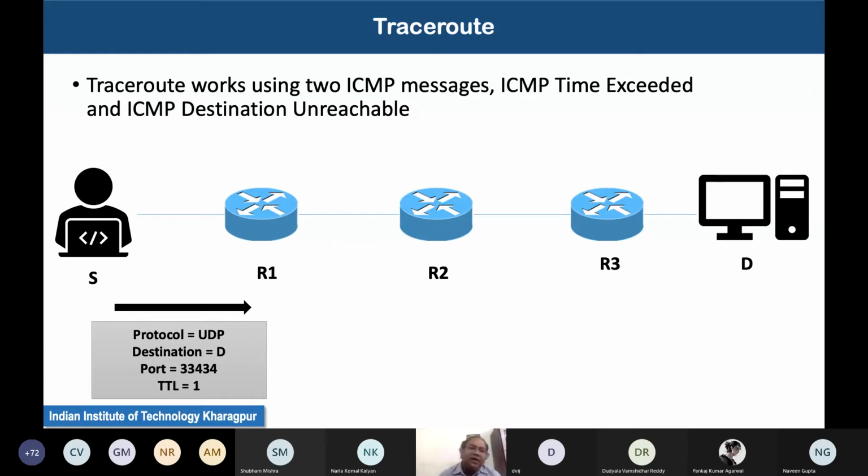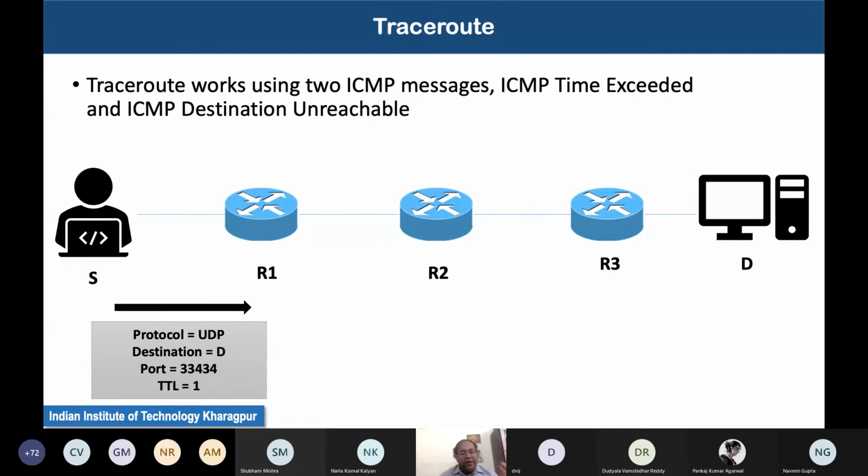What is the TTL field? The TTL field is basically the time to live. That means at every hop the TTL field is decremented, and if the TTL reaches 0, the router will drop the packet and send an ICMP message. So whenever you send TTL 1, after the packet is sent to the first hop towards the destination, TTL will become 0 and the packet will be dropped from there.